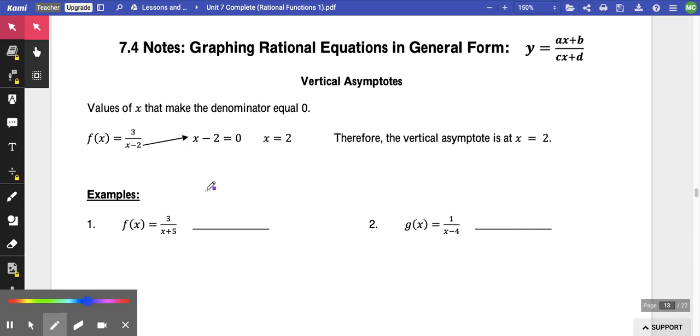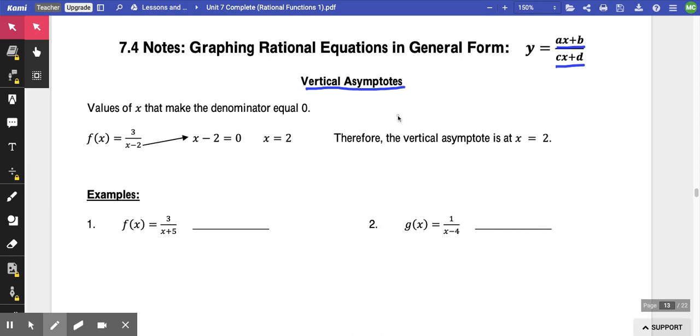Okay, hello. We're going to be looking at graphing rational equations in general form. The general form looks like this: y equals (ax plus b) over (cx plus d). And truly, that just means that you've got some kind of polynomial for the numerator and another polynomial for the denominator. So we will start off with finding some of the key features to this thing.